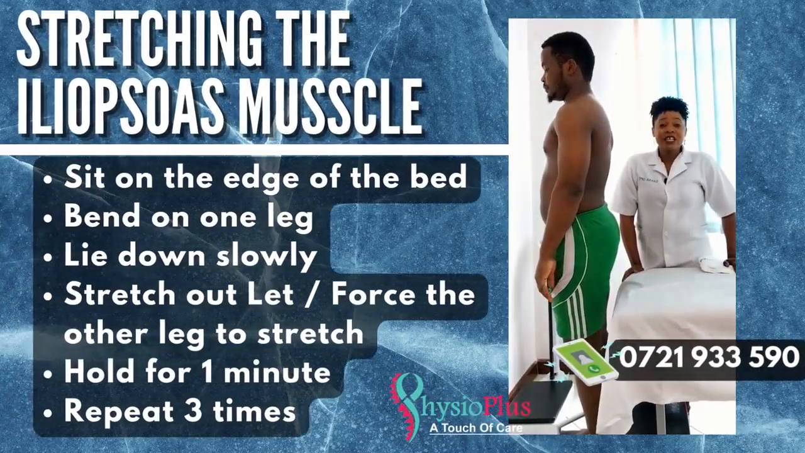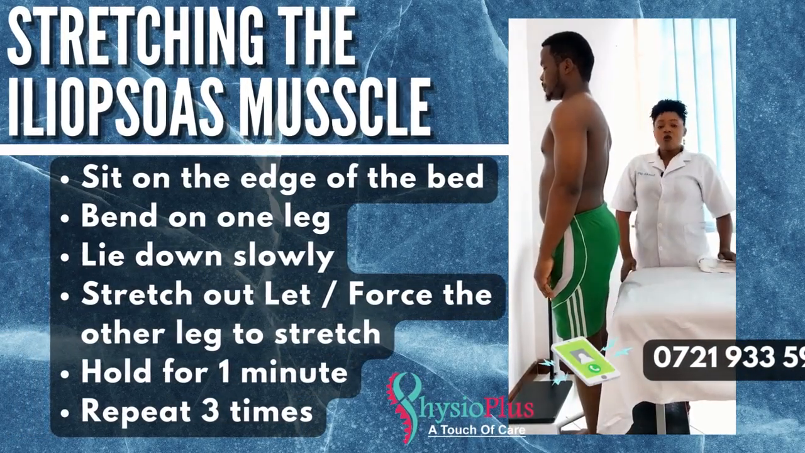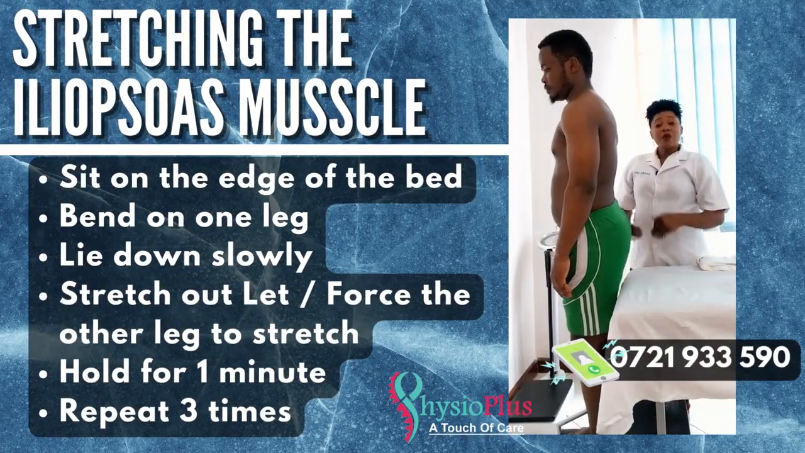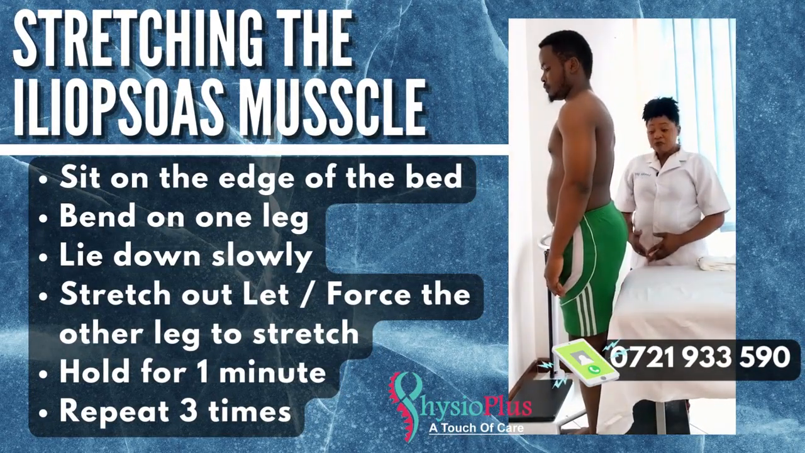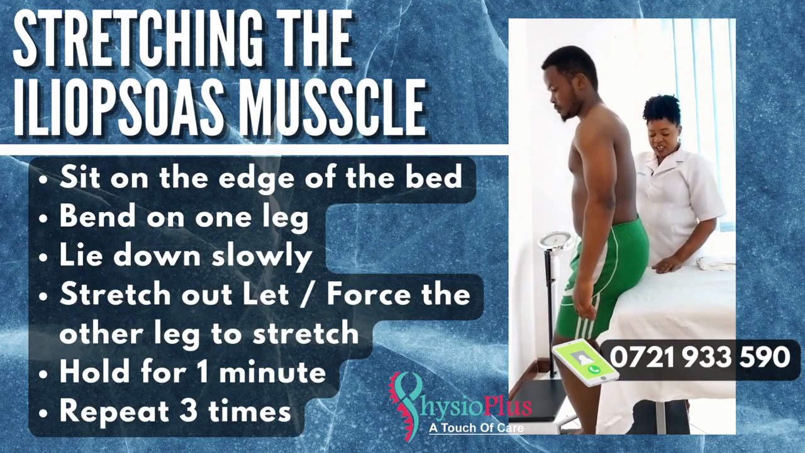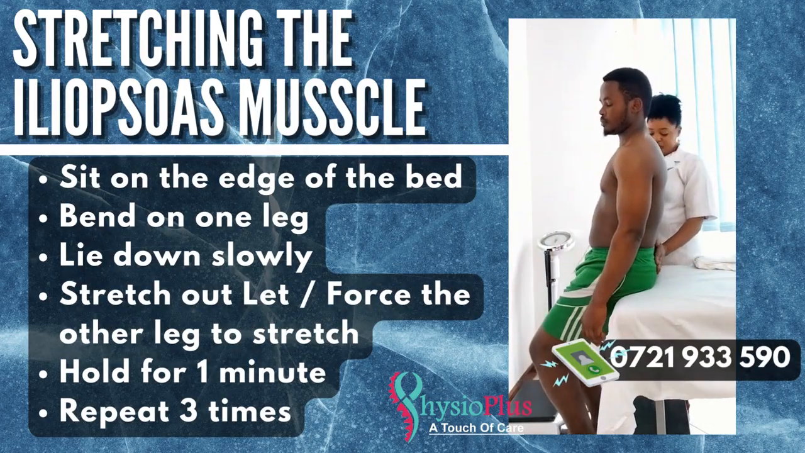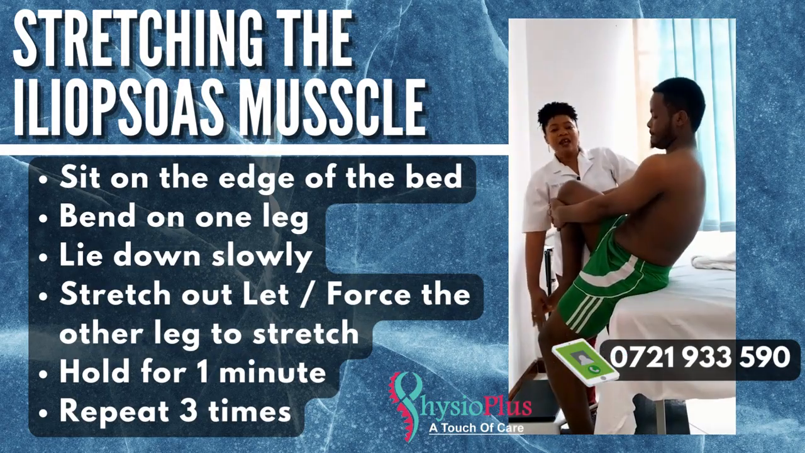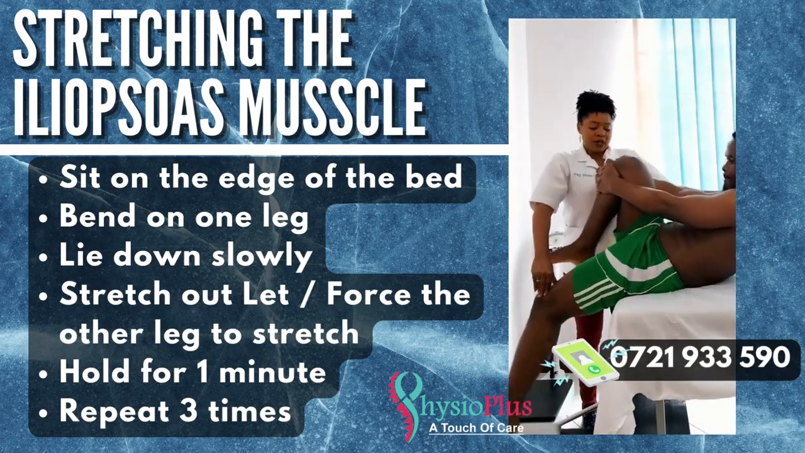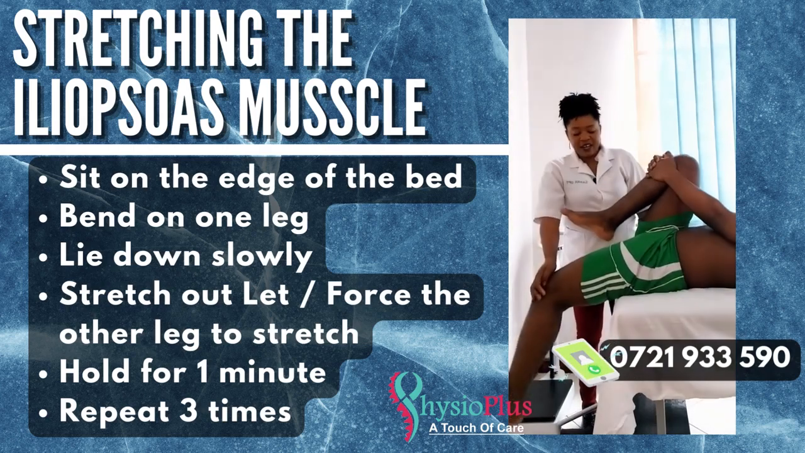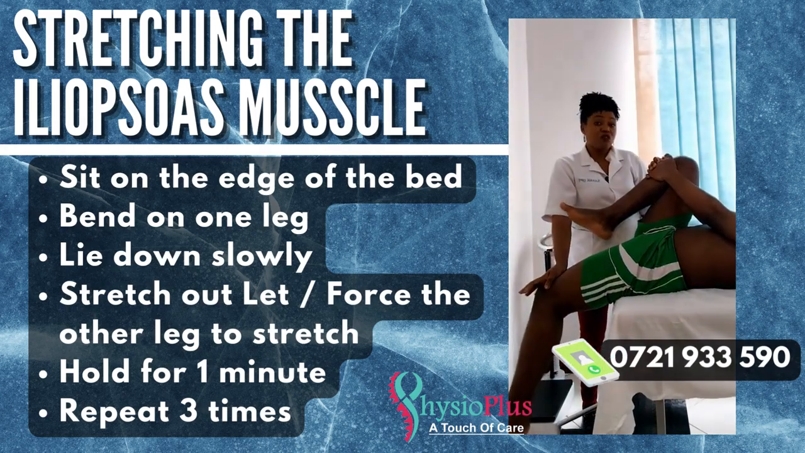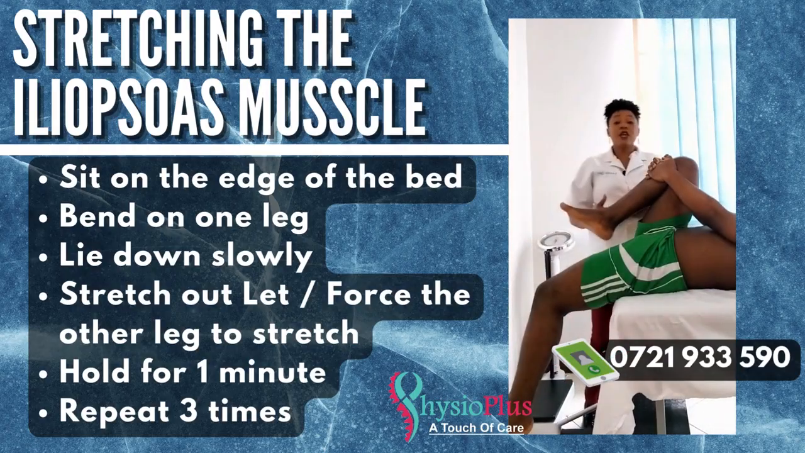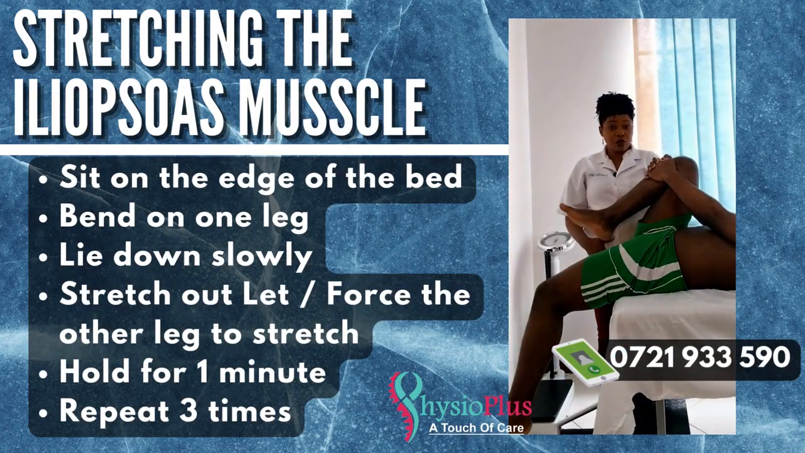Now we are stretching the iliopsoas. You go to the edge of the bed. Mine is a couch. You can use your bed at home. You sit literally at the edge of the bed, and then bend one leg and lie down slowly. And you let the other leg just stretch out, and you also force it to stretch out on its own. That is a way of stretching the iliopsoas muscle.